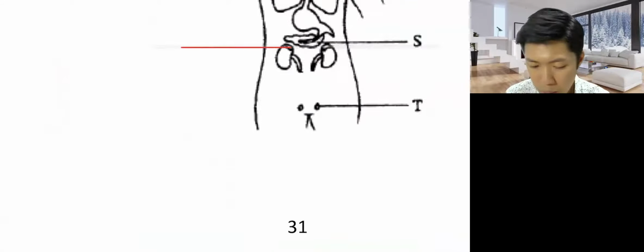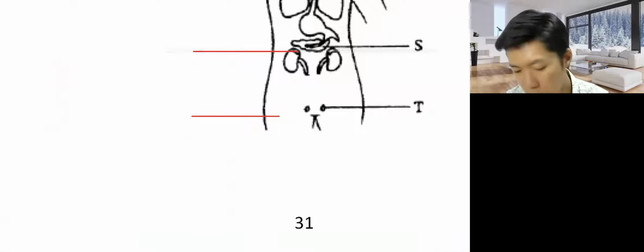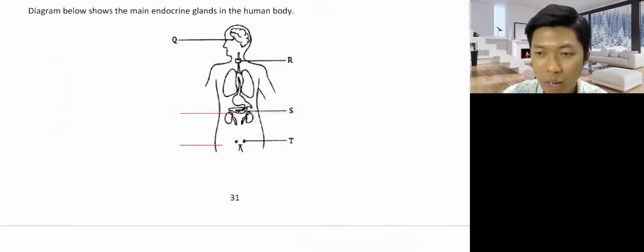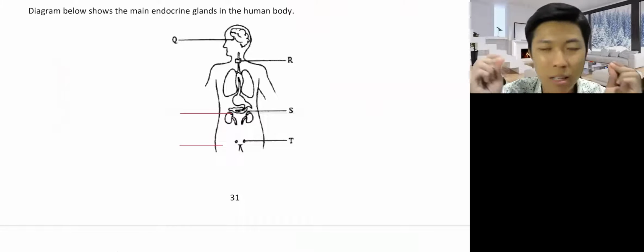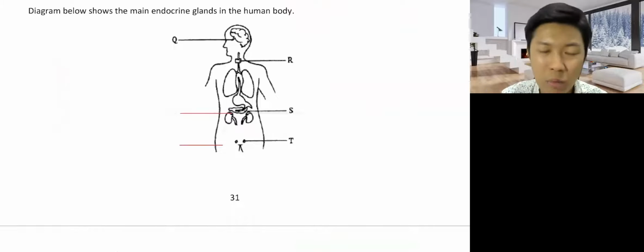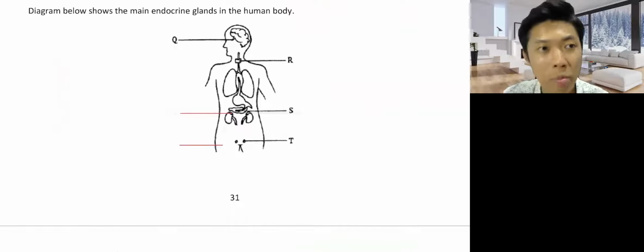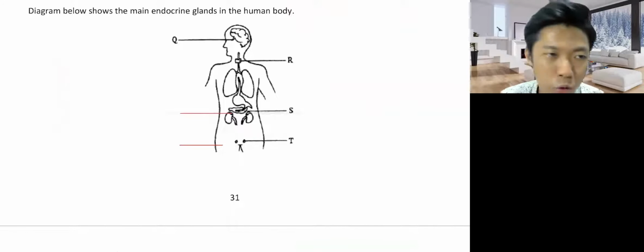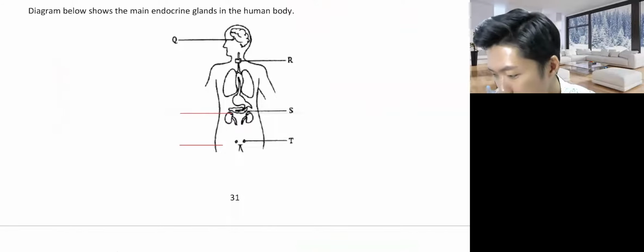Can you write the female part also, just for practice purposes? Everyone, do it now. You have 10 seconds. Please write down the name of the gland and the name of the hormone right beside it. Starting with Q, pituitary gland, and then write down the names of the hormones. I'll give you maybe 20 seconds now, okay?